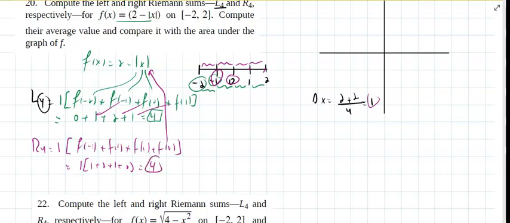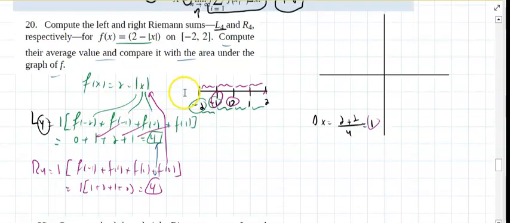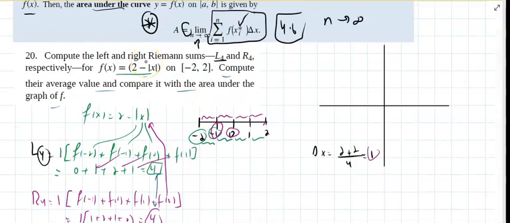That's the first part. Then they say compute their average and compare it to the area under the curve. Well, the average is 4. Now, what's the area under the curve? If I draw this, negative 2 to 2, it's an upside down, and I'm only interested in that area from negative 2 to 2.